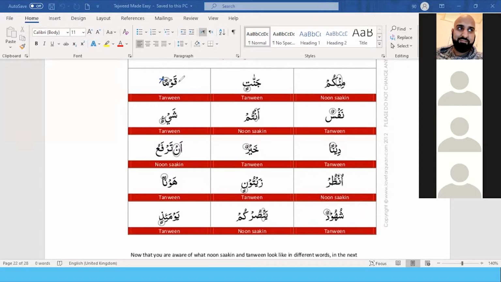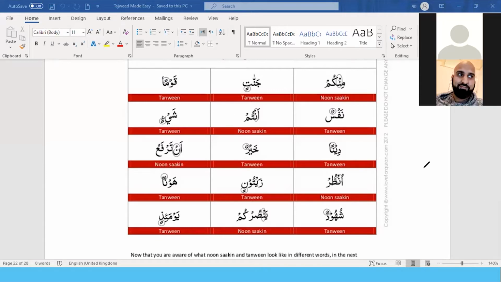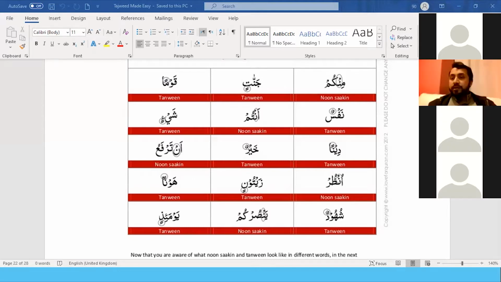That will be qawman. But if it's at the end of a sentence, I'm going to teach you guys that rule later on, inshallah, on how to recite it. So for the time being, just keep it as qawman. Inshallah. Haroon, Raheel, you guys okay with it? I had the same question, but you answered it. No worries, alhamdulillah, fantastic.